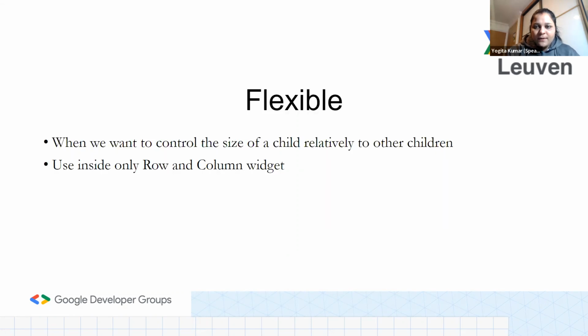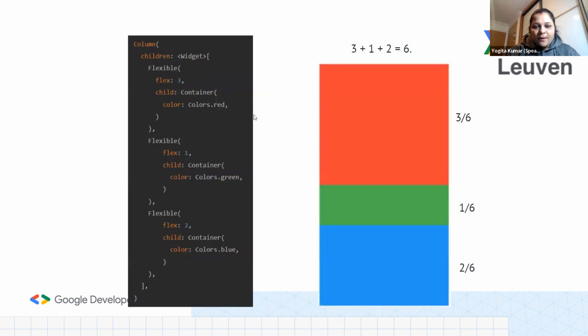Next one is the flexible widget in Flutter. When you want to control the size of a child relative to other children, meaning if you are designing the application, it is used in a row and a column only. Now let's check this with the example.